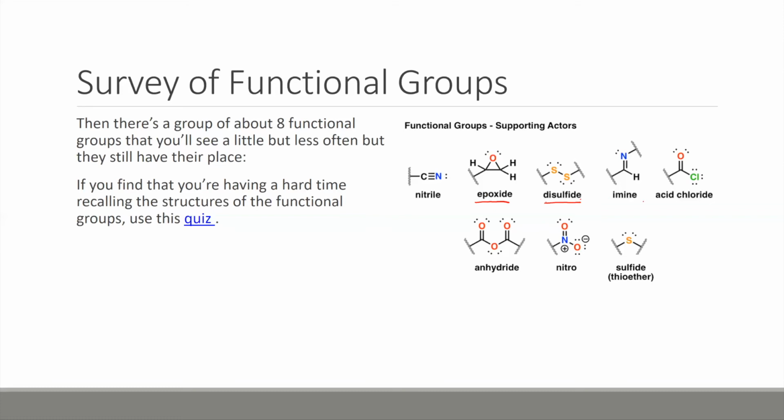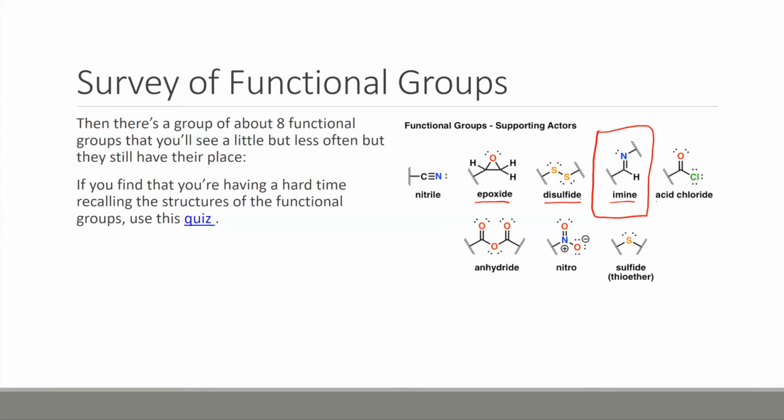And imine, this one is very uncommon. You actually see this in biology a lot. Imines are formed in catalytic reactions in our enzymes quite often. So when you get into biochemistry, you'll be seeing imines more. You can see this is a nitrogen that's double bonded to a carbon.